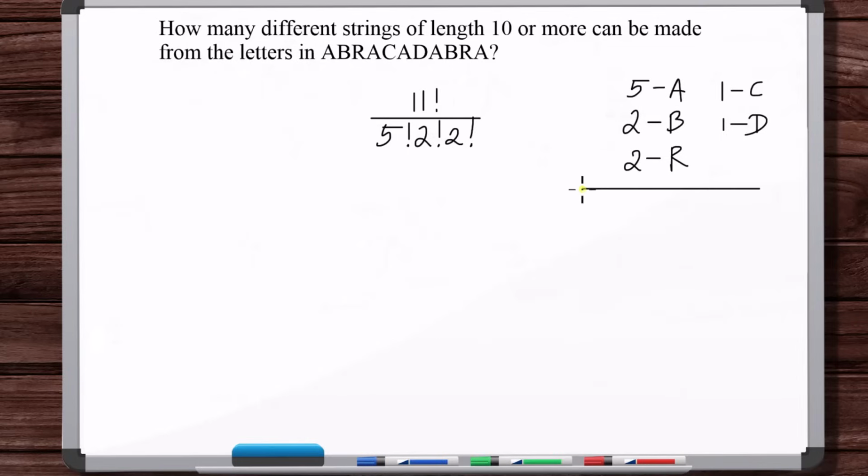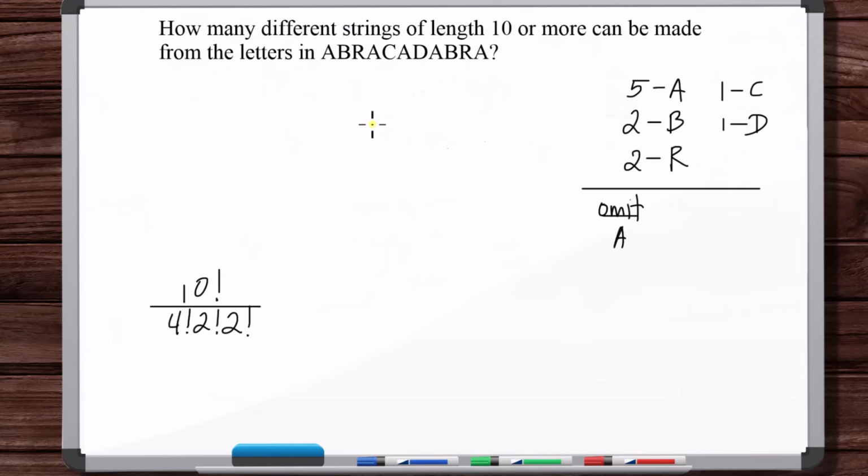Okay, so let's start by, okay, if we omitted an A, then the result is we've got 10 factorial, 10 characters, over 4 factorial times 2 factorial times 2 factorial. So, okay, 11 factorial over, all right, now we're adding 4.